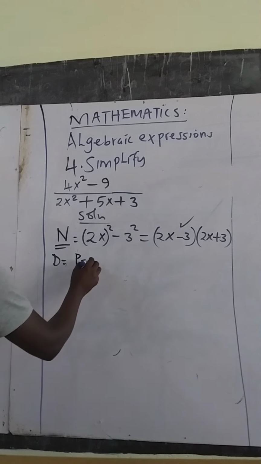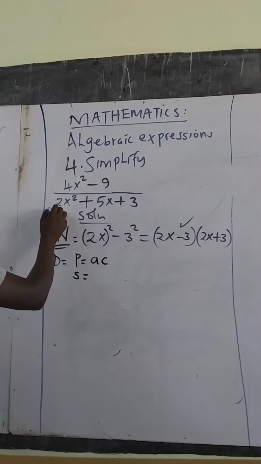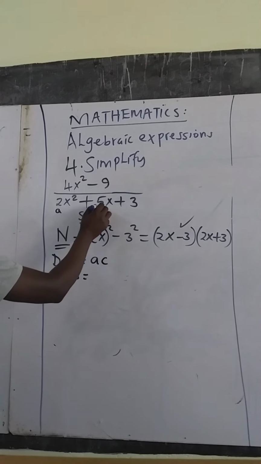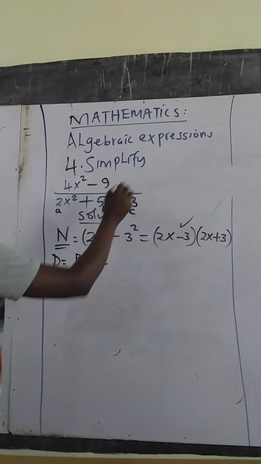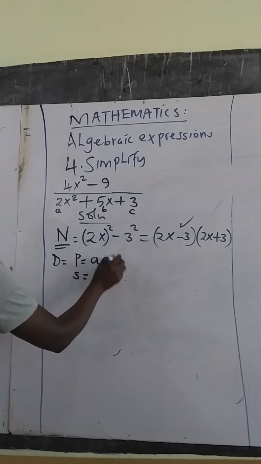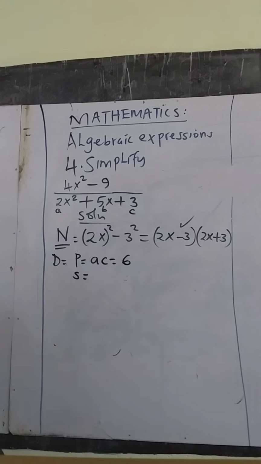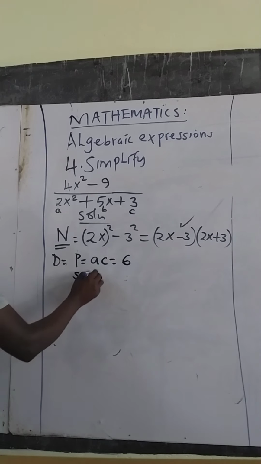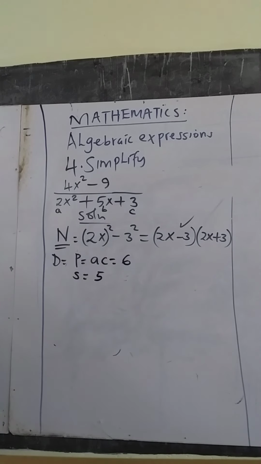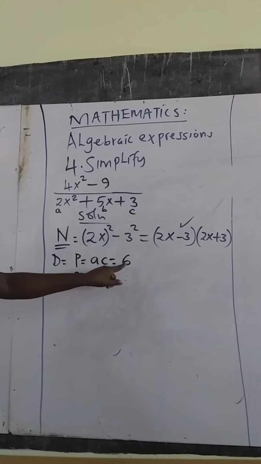Product is always given by A times C. In this case, A is 2, B is 5, C is 3. That means our product is 2 times 3, which is 6. Sum is 5. Then from there, look for two numbers such that when you multiply them, they give you 6, and when you add them, you get 5.